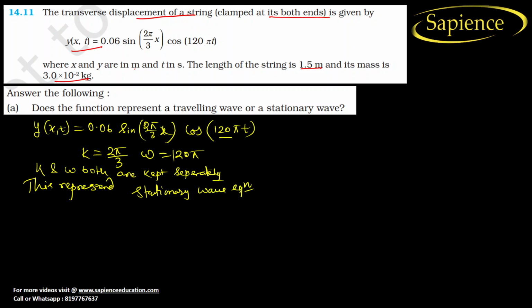So whenever you find that these are separate, then you can say directly that it is a stationary wave. Okay. And when it is in combined form, for example, a sine omega t plus kx plus phi, like this, then it means that it is a traveling wave. Got it? Now you have understood. Now let us go for the next question.